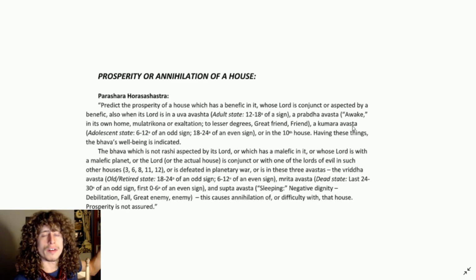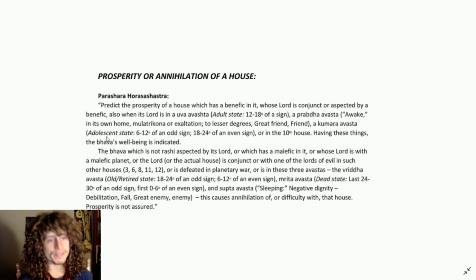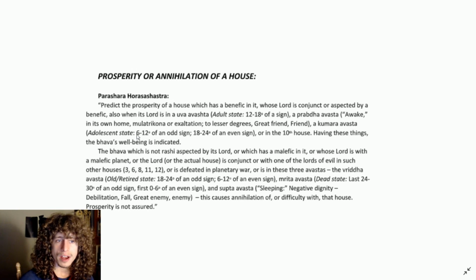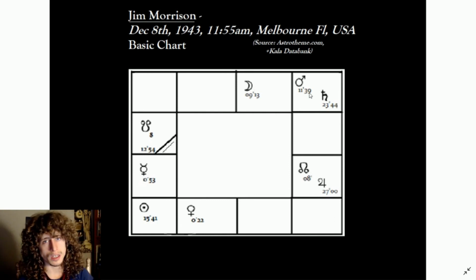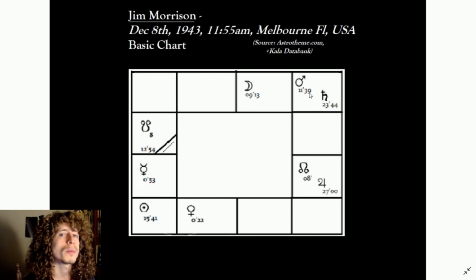The Kumara Avashta, the adolescent planet that's still young in the soul, still has plenty of teenage energy to help it as a planet. That's just a critical part of the analysis of a house lord. In an odd sign, between 6 and 12 degrees is Kumara. So this Mars is young. It's full of juice that it can use to expand itself and get itself out of its old ways, old karmas, to meet reality as it comes and deal with it.